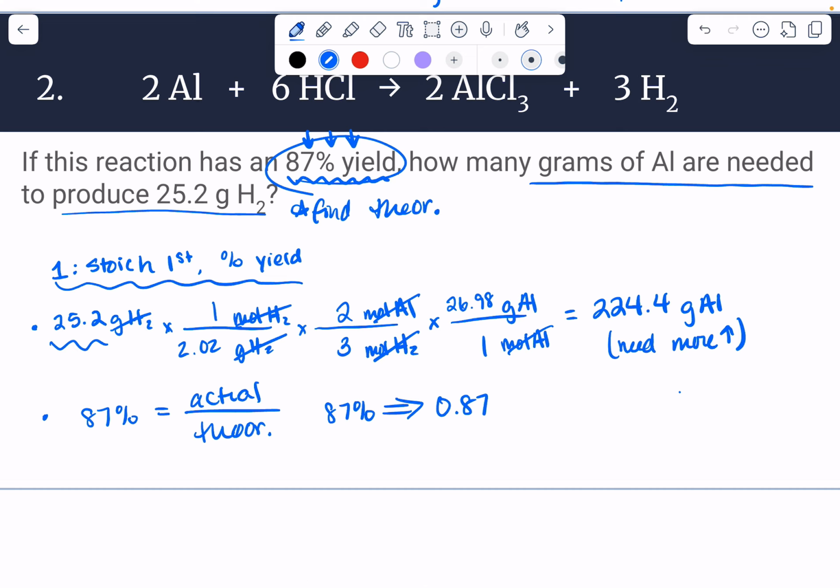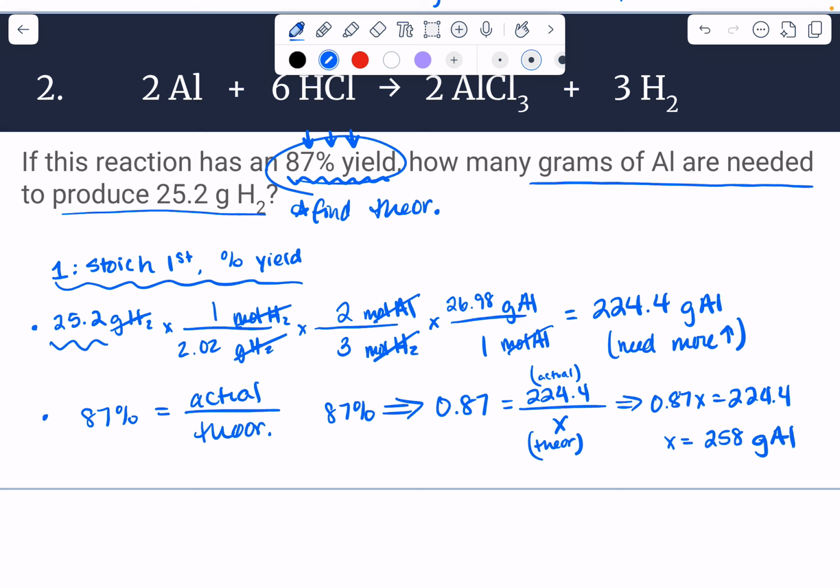So if I'm thinking of this as 0.87 is equal to our actual, which is what we just solved for, so I'll put a little note there, over our theoretical, okay? I'm just going to call this, instead of writing theoretical here, I'm just going to write that as x, just for simplicity, and I'll put theoretical underneath of it. And you want to just solve for x. So rearrange your equation. This now becomes 0.87 x is equal to 224.4. And when you solve for x, you find that this is 258 grams of aluminum that is actually needed.